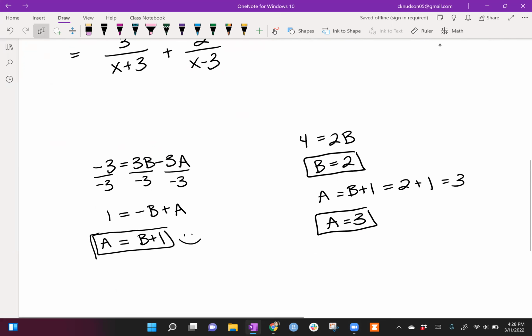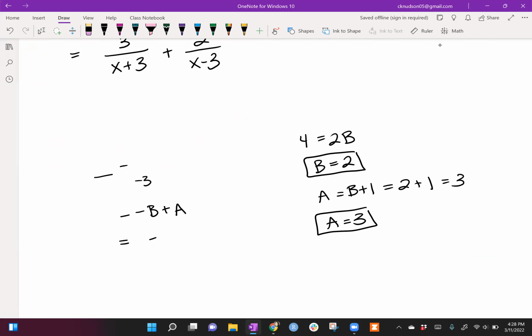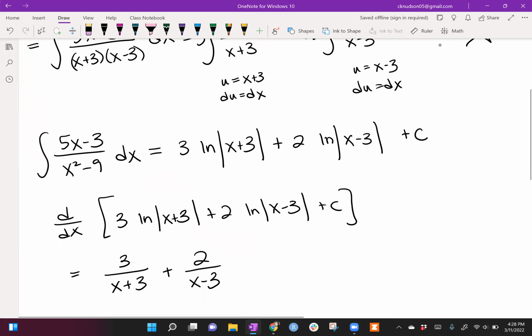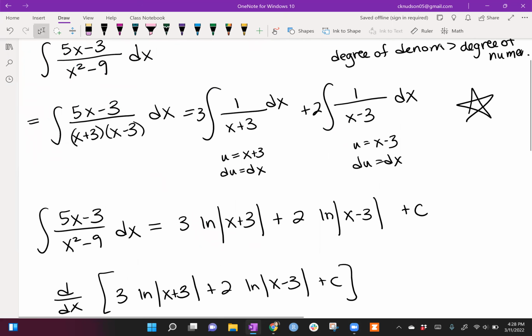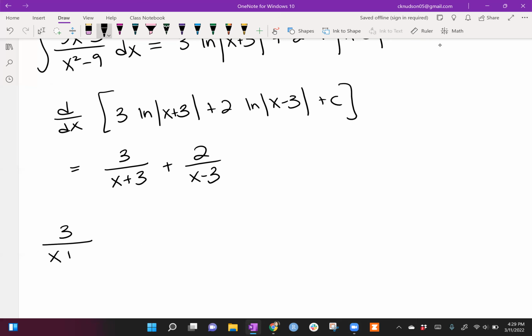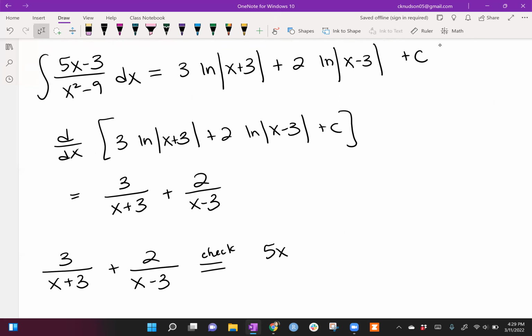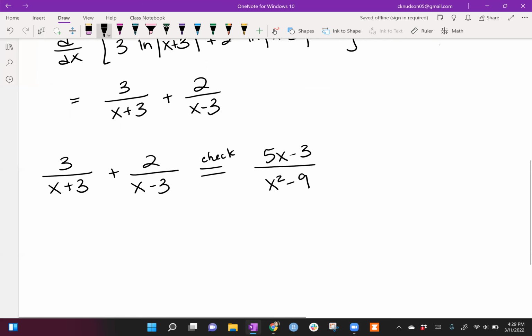Similarly, we could also check our work with the a and b values. If we're not feeling confident, we can always check our work, and it's a good idea even if you are confident. So we said that 3 over x plus 3 plus 2 over x minus 3. We want to check to make sure that is equal to our original 5x minus 3 over x squared minus 9. So we can check this nice and easily.